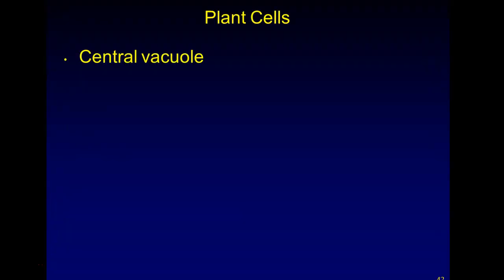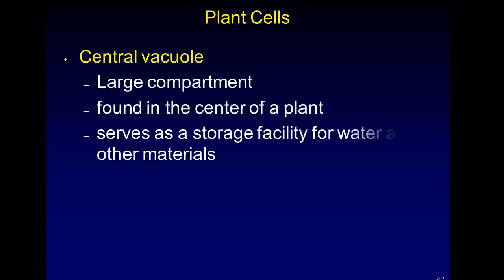All right, so let's talk about plant cells. Plant cells have all the same organelles as animal cells, except they have three extra. And let's talk about those. We have the central vacuole, which is a large compartment found in the center of a plant. It serves as a storage facility for water and other materials. The central vacuole has a lot to do with the turgidity of plant cells, which we will be exploring later on, and holding all that water and keeping plants with their shape.